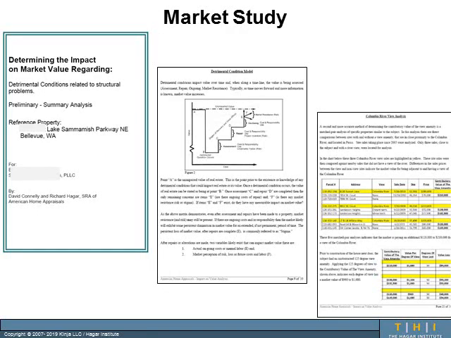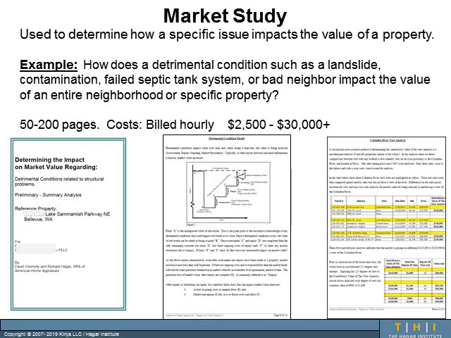The third option is called a market study. And these market studies, again, are a little more focused on the issue or the problem you may have. These market studies are typically used to determine how a specific issue impacts the value of a property. For example, how does a detrimental condition or a problem such as a contamination, a landslide, a failed septic tank system, or a real bad neighbor, a biker dude who's nowhere near the neighborhood norm, impact a subject property or an entire neighborhood?